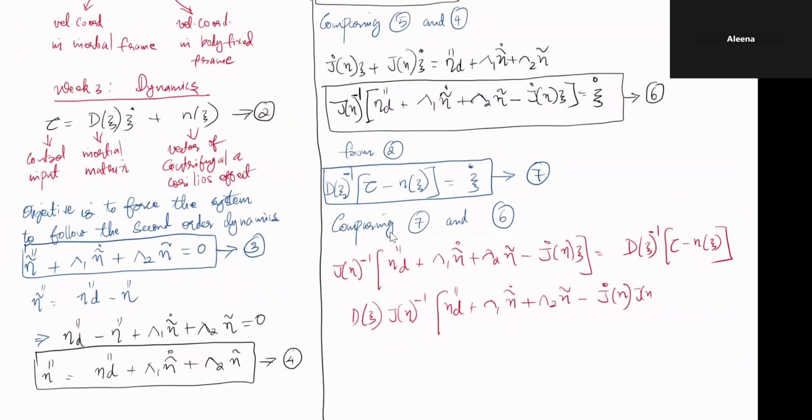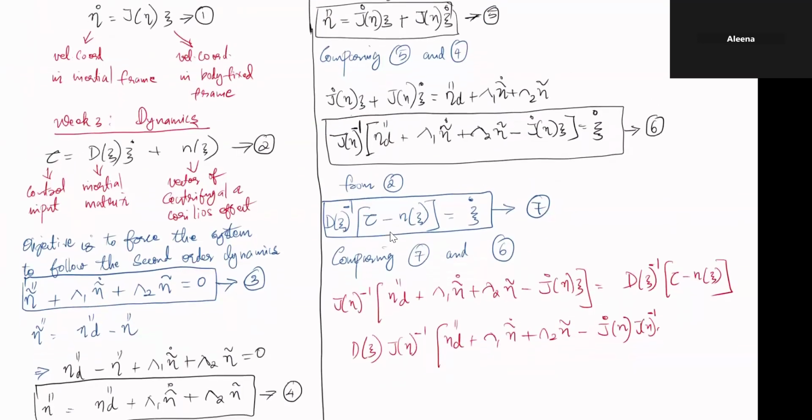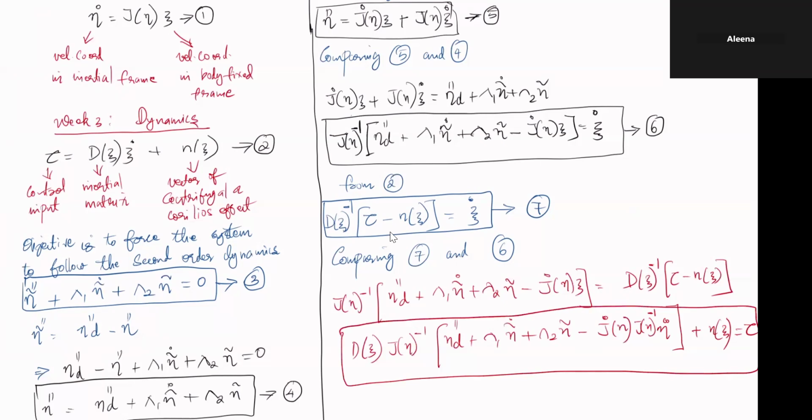So J of eta inverse eta dot. Then plus we also have this N of zeta equation. Yes. So this would be the expression of the control input for the computed control law.